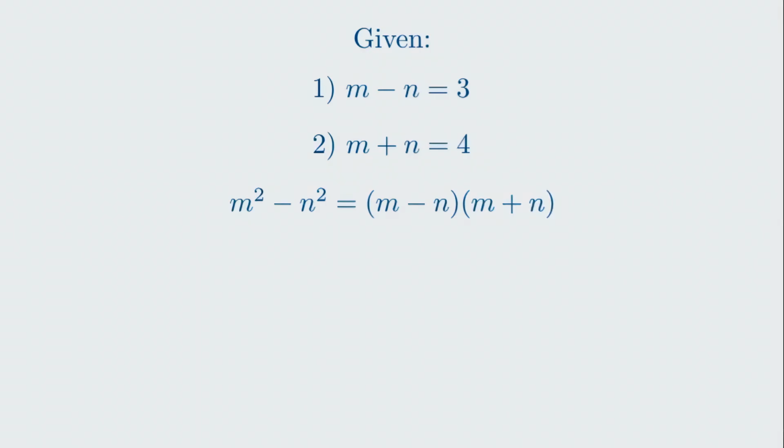But we just found those exact quantities. From our rearranged equations, m minus n is 3 and m plus n is 4. So m squared minus n squared must equal 3 times 4, which is 12. This method is much faster because it avoids solving for the individual variables. So the value is 12.